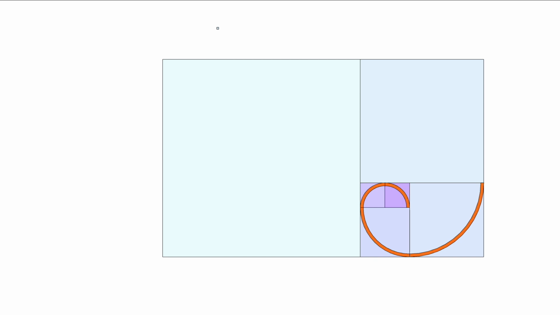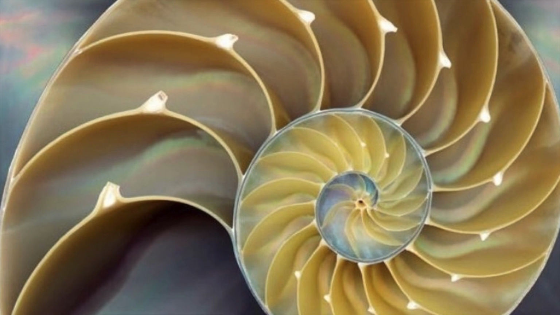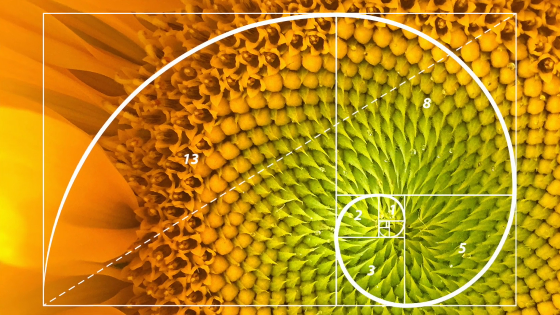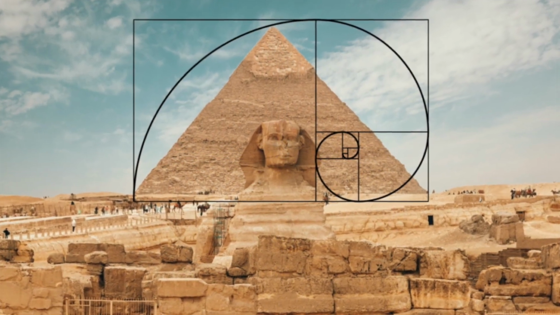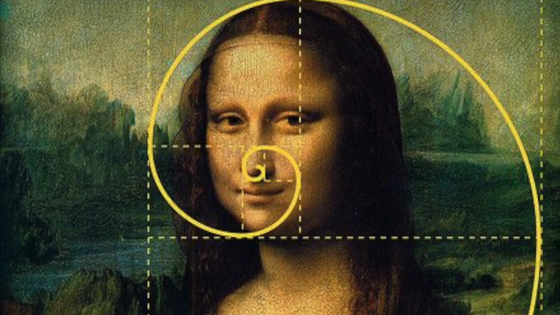In geometry, when the golden ratio is applied as a growth factor, you get a special kind of logarithmic spiral known as a golden spiral. From its natural manifestation in hurricanes, seashells, and flowers, to its explicit use in architecture and art like the pyramids and the Mona Lisa, the golden ratio is everywhere around us.